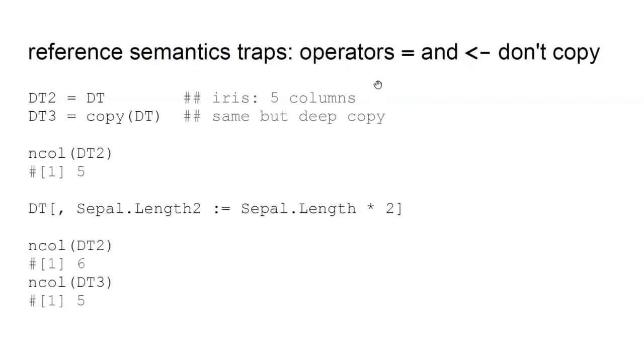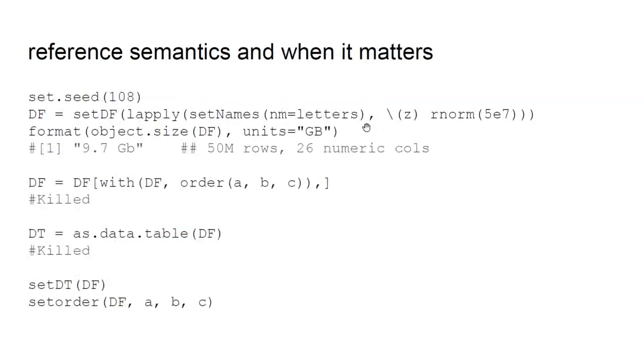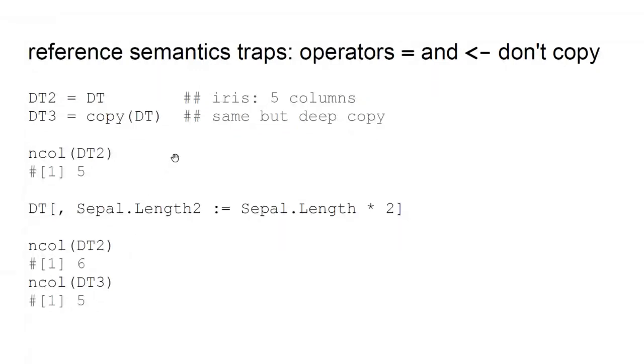So when we update in place, like here, setDT, setorder, we don't assign to new variables. And when we assign to new variable, R is not making a copy, it just refers to other object and increments some reference count. So we can end up being surprised in multiple cases. So we have some iris data table with 5 columns. We create one object DT2 and another object DT3. The difference is that DT3 is a deep copy, so it's not just referring to other object.